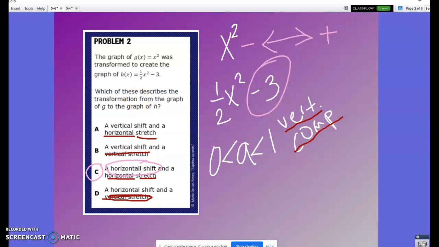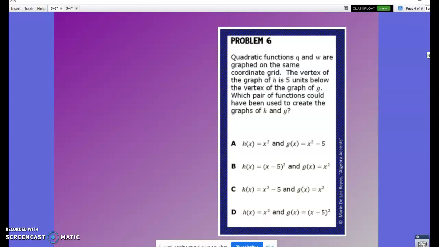Okay? On to the next problem, which is number 6, still from your Google Slides. I don't really know why it says Q and W, because it's H and G. So just ignore that first sentence. The vertex of the graph of H is 5 units below the vertex of the graph of G. So H is 5 below G. So let's say H is 5 below. Let me write that down so I don't forget.